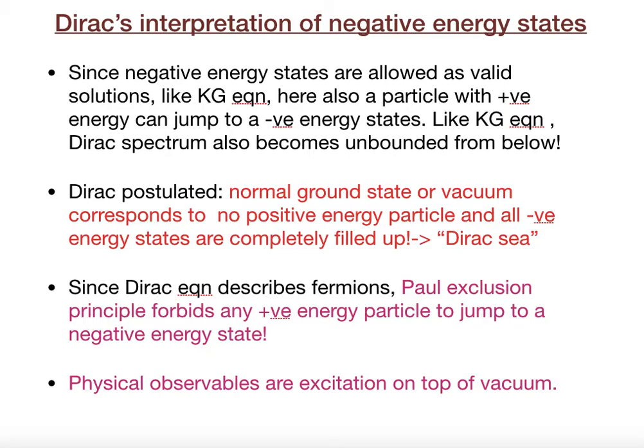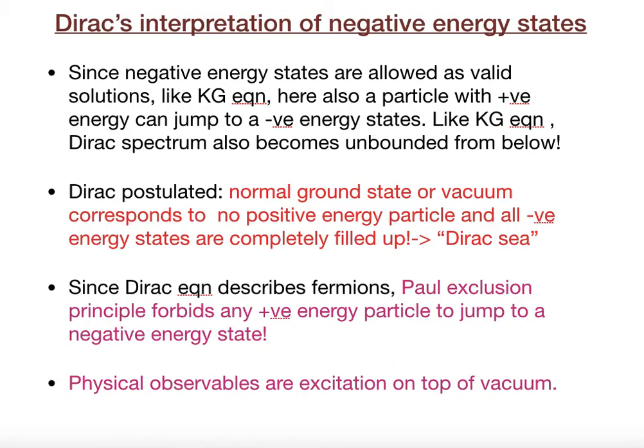To resolve this problem, what Dirac did, that is the master class of Dirac. He said that the normal ground state, or vacuum, is where there is no positive energy particle, because any free particle comes with positive energy. So there are no such free particles there, but all the negative energy states are completely filled up. So there is no vacancy there. That is called the Dirac sea. All the towers of negative energy states are completely filled up.